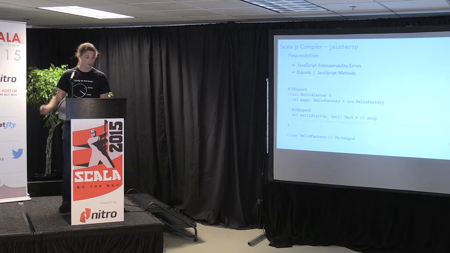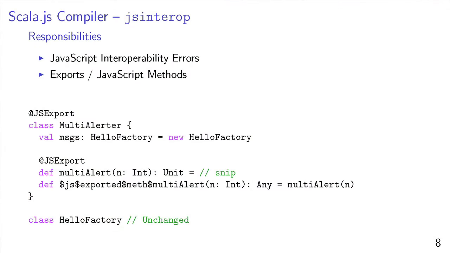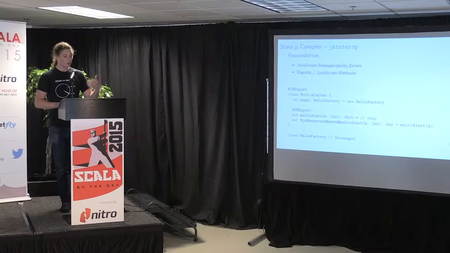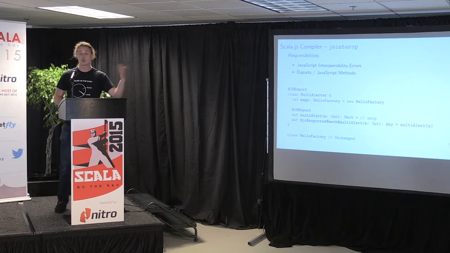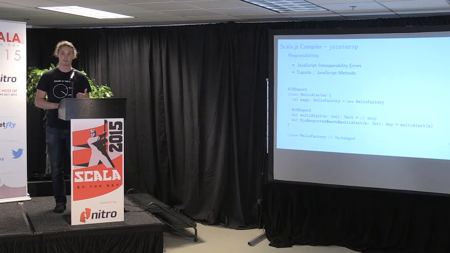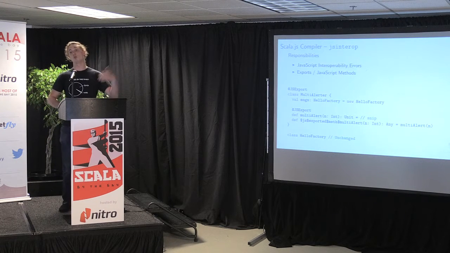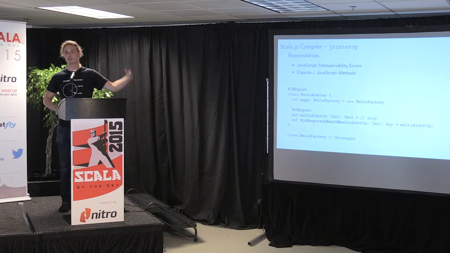The JS interoperability phase basically just does this. It adds this additional method with this fancy name. Basically says, hey, this is a JS exported method. What happens there is we're going to pass this method through the whole compilation pipeline, and in the end, we're going to catch it and see, oh, there's an exported method. We'll have to emit something special for that.